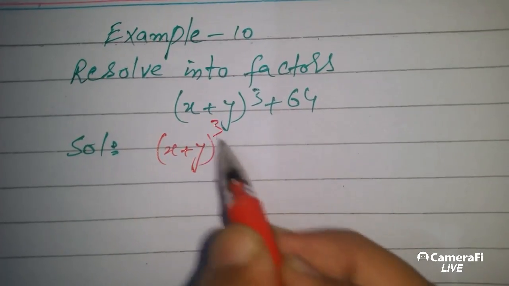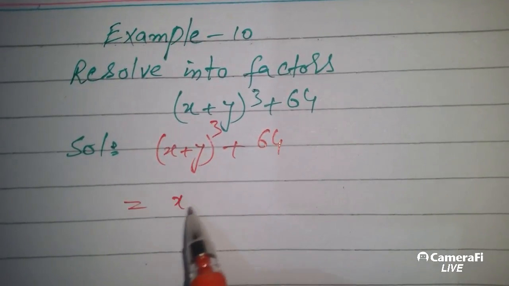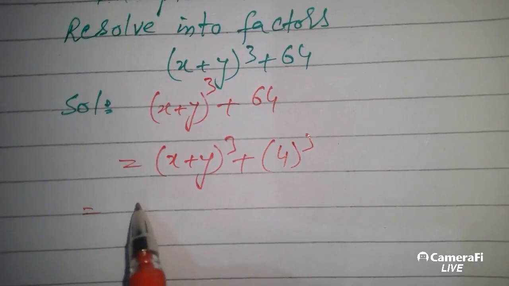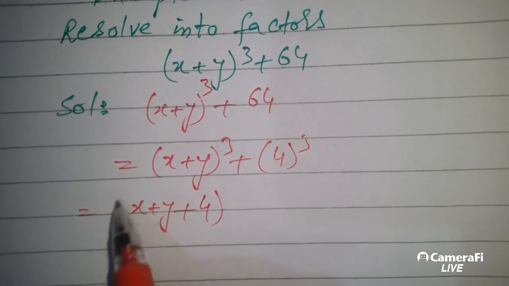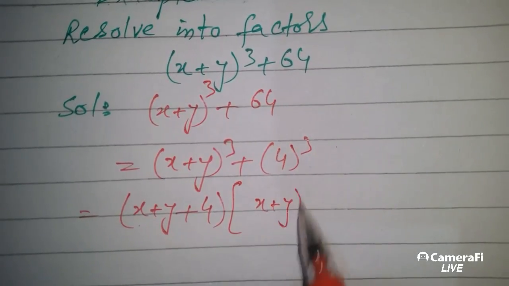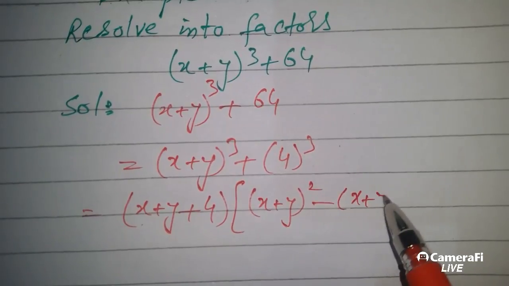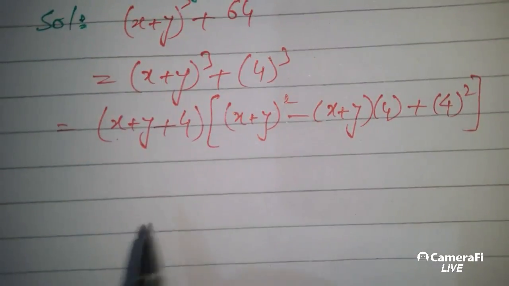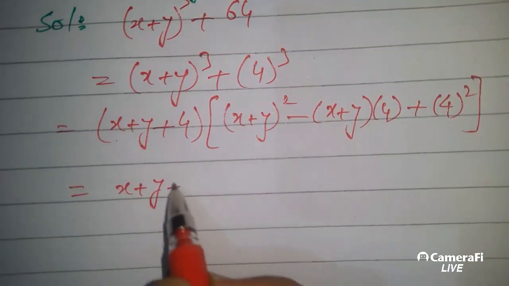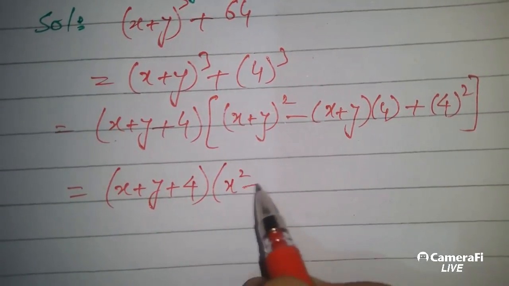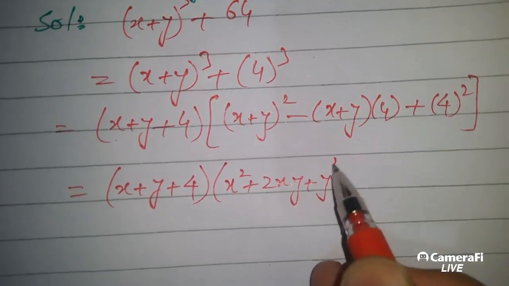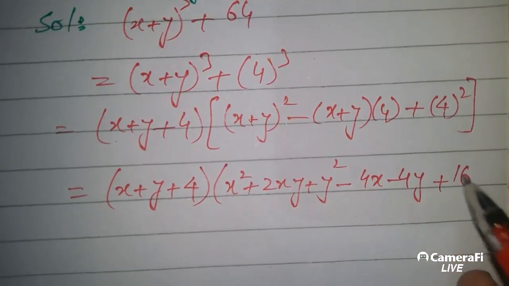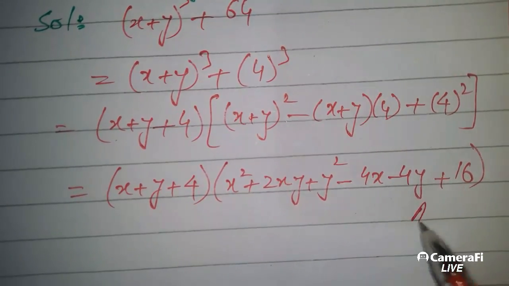x plus y cube plus 64 can be written as, just applying the formula of cubes, first term into second term, square of the first term minus first term into second term plus square of the second term. x square plus 2xy plus y square minus 4x minus 4y plus 16. And this is the answer.